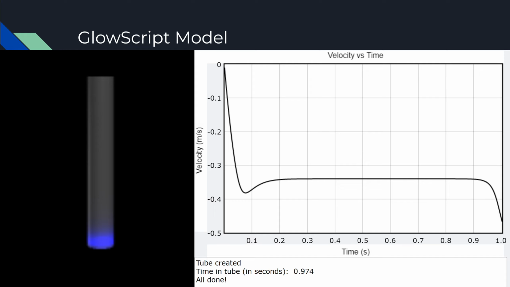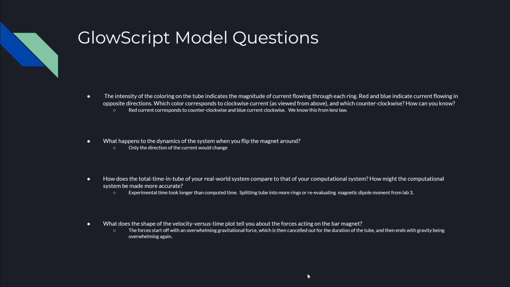So right here is the GlowScript model. On the left side is the actual simulation of the magnet falling through. On the right side is a velocity versus time graph, and as you can see, it's accelerating down with gravity, hits kind of a plateau with gravity and the magnetic force canceling out with a constant velocity, and then gravity becomes overwhelming at the end again. And again, the time in the tube was 0.974 seconds.